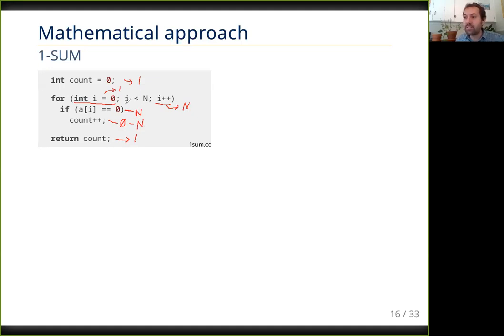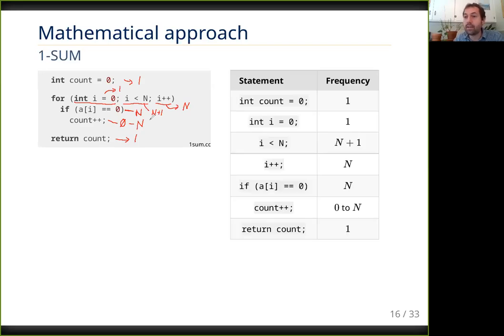And finally, I left it for the end, this condition. There's a little trick here. You have to remember that in a for loop, the stop condition is evaluated even before running the loop for the first time. So this stop condition will be evaluated n+1 times, once before we get into the loop, and then n times throughout the n iterations. So that's pretty much the idea, and I summarized it on this slide as well.